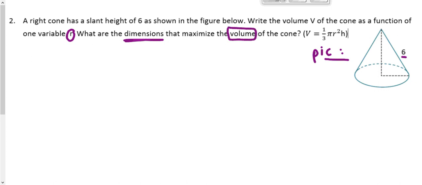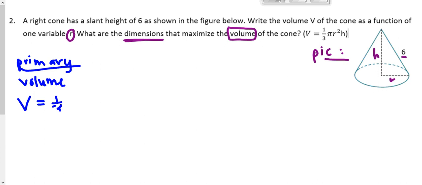So here's our picture. This would be radius, this would be height. If we look at h, r, and 6, the way to relate those, well, our primary, we know, is volume. And the volume of a cone they gave us. So they gave us V equals 1/3 pi r squared h.